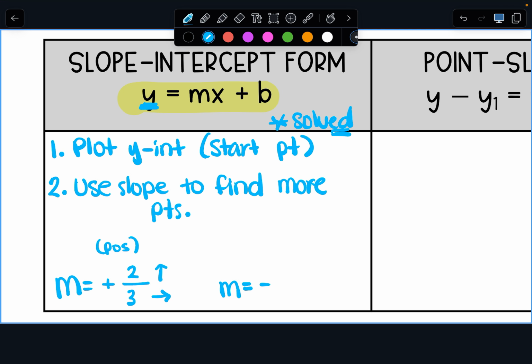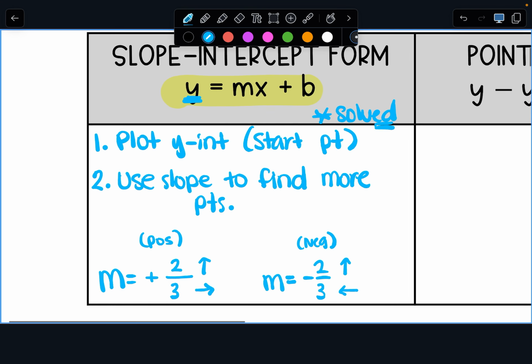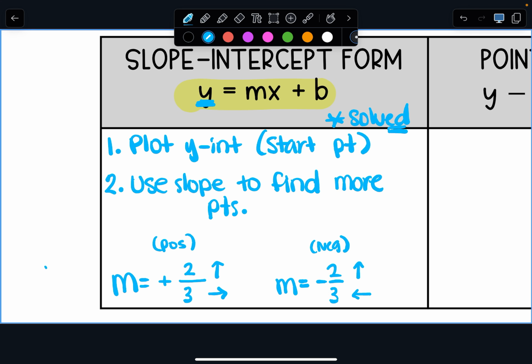Now, let's say it's negative 2/3. Top number, which direction are you going to go? Up, always up. But because this one is negative, we go to the left. Top number, always rise. Rise over run. In case you forgot that, you can write that to the side. Rise over run.